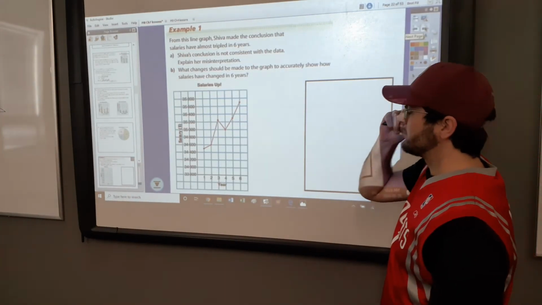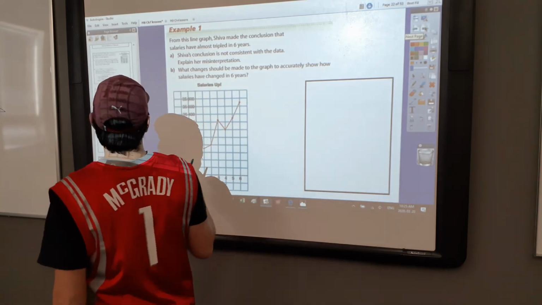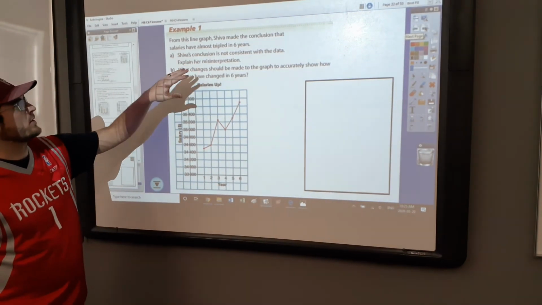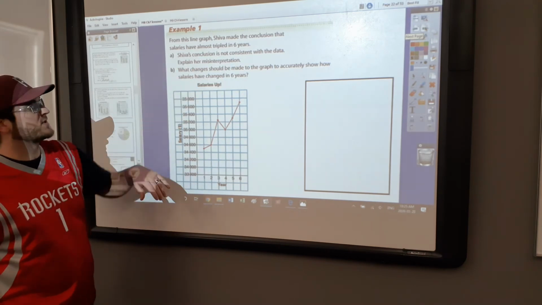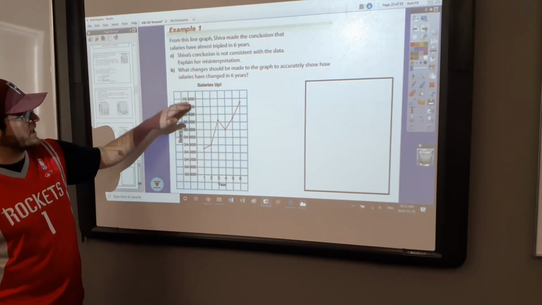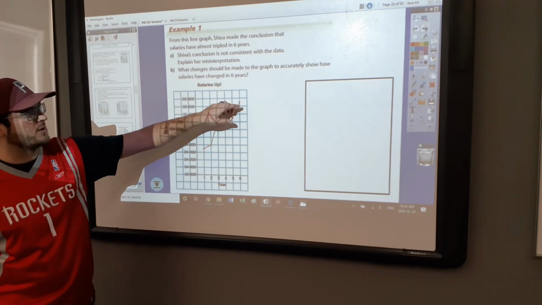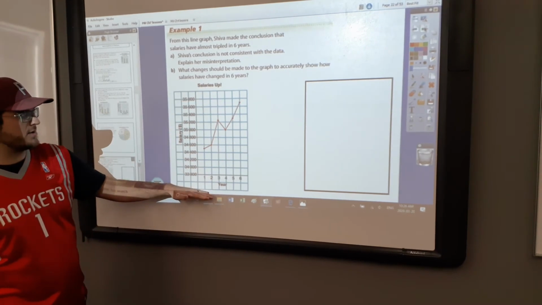So just jump into a couple examples. I'll mostly just reveal the answers. There's not much to write or to show. But here there's a conclusion that salaries have tripled in 6 years. And if I just look at the graph and I don't pay too much attention to the salary, 1, 2, 3, yeah, it looks like from here to here, it's like 3 times as high on the graph.